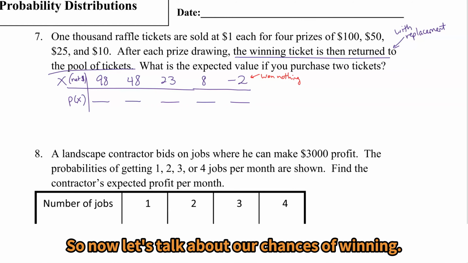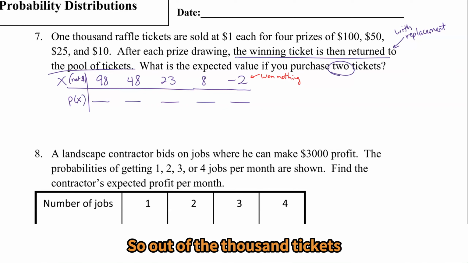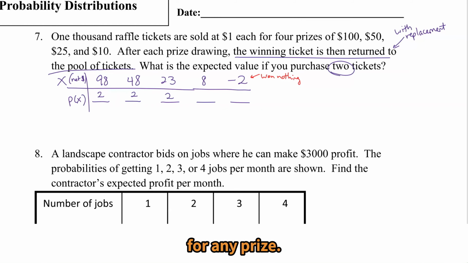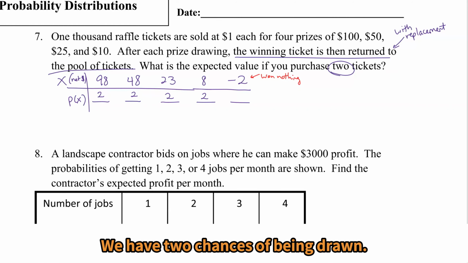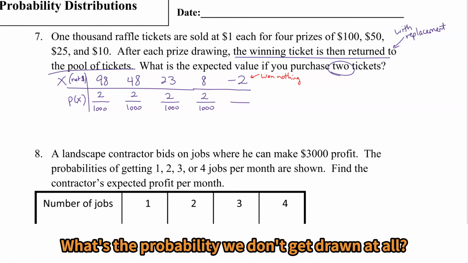All right, so now let's talk about our chances of winning. It says we purchased 2 tickets. So out of the 1,000 tickets, we have 2 chances of being drawn for a prize. For any prize, we have 2 chances of being drawn. Out of how many total? 1,000.